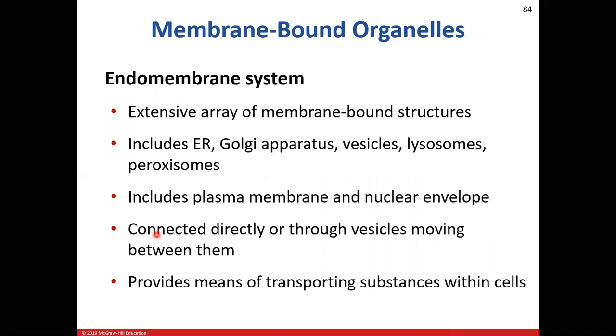As we continue with the membrane-bound organelles, we look at a collection of all of these organelles, and that leads us to what we call the endomembrane system. The endomembrane system is an extensive array of membrane-bound structures. It includes the ER, the Golgi apparatus, vesicles, lysosomes, and peroxisomes. It includes the plasma membrane and the nuclear envelope, and is connected directly or through vesicles moving between them. What this endomembrane system does is provide a means of transporting substances within the cells. So it allows us to move from, in this case, the nucleus to the ribosome, to the ER, to the Golgi, into vesicles, join with the lysosomes and peroxisomes, or it can actually join with the plasma membrane.